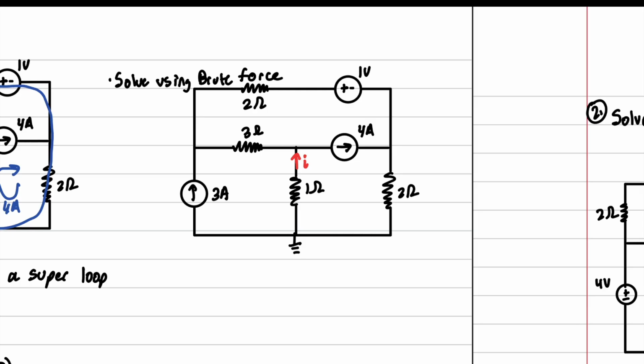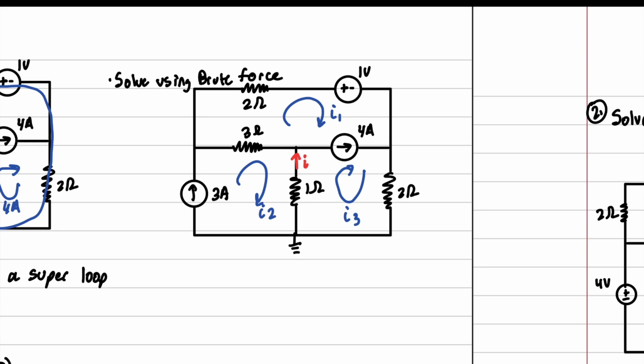The first loop that I'm going to choose is I1, like this. And then the second loop I'm going to choose is I2. And we're not assigning 3 amps here because we're going to use that for something else. And then we have another loop this way, I3.